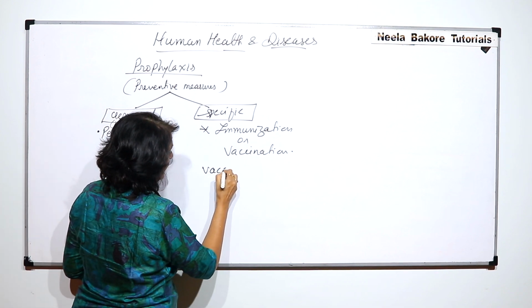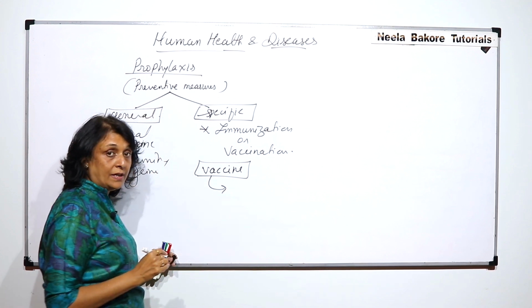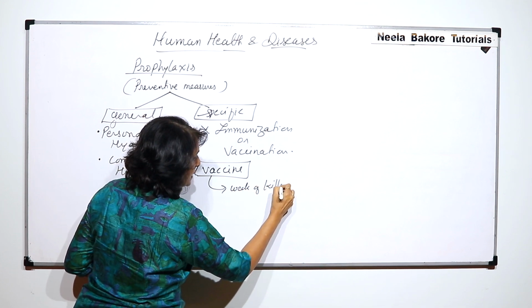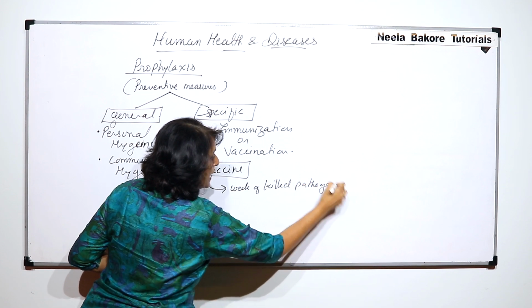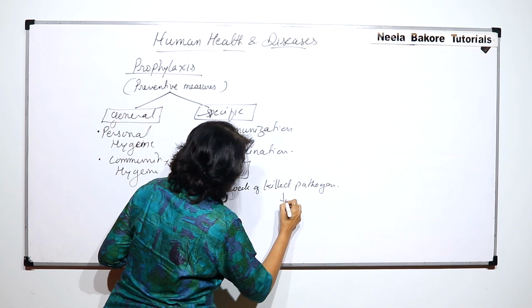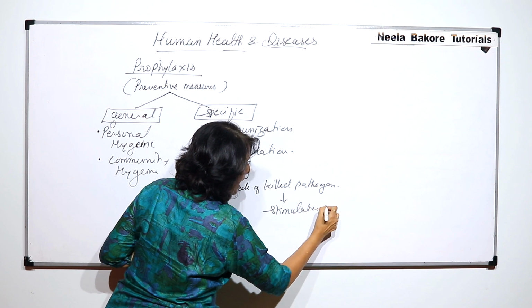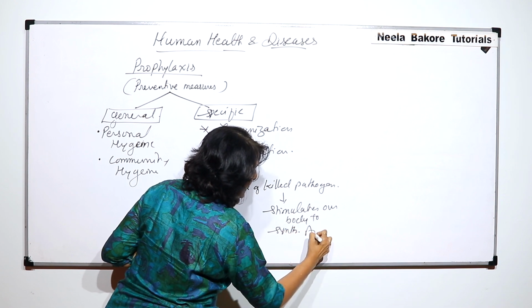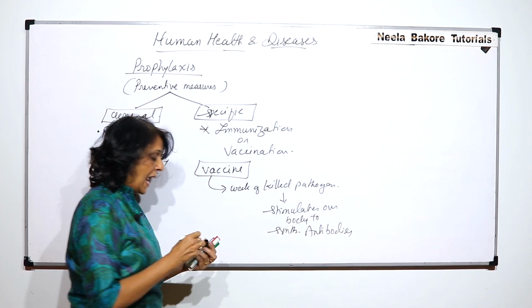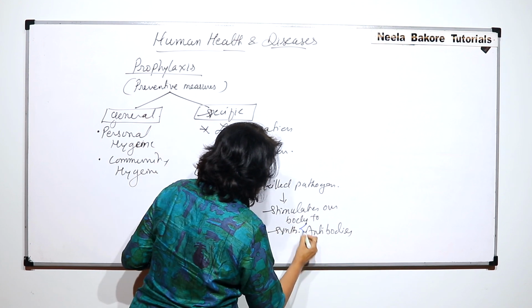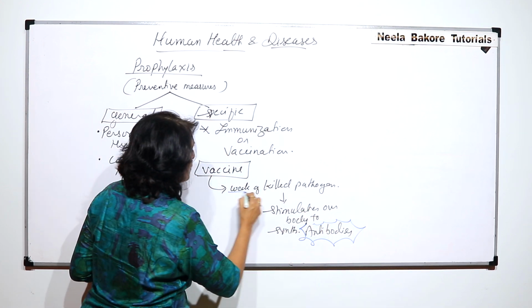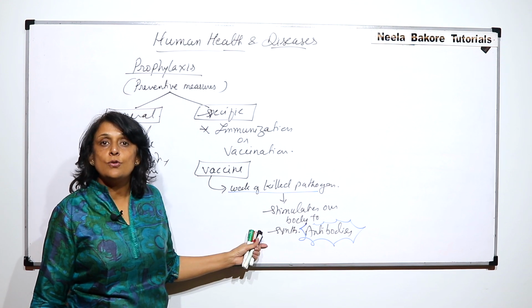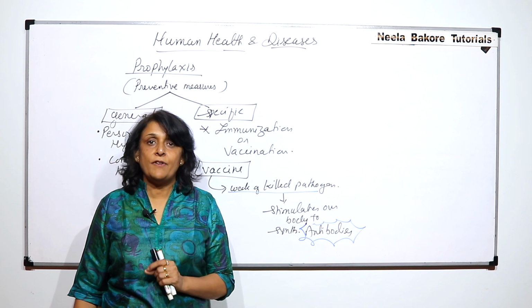So what exactly is a vaccine? Vaccines are generally weak or killed pathogen. And this weak or killed pathogen stimulates our body to synthesize antibodies. So now, when antibodies are synthesized in our body and their production was stimulated because of this weak and killed pathogen, next time if a live active pathogen enters into our body, these antibodies would be ready to fight against it.